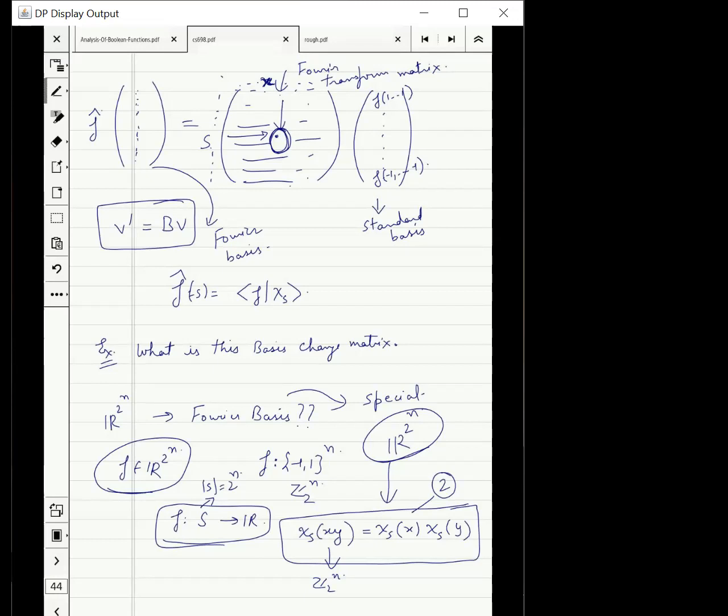Yeah, the second part I did not get. If a function is from some set S to R, then these chi S's might not be special for such functions. Then it will only be an orthonormal basis, an orthonormal basis for all functions of this kind. Okay, so the specialty is because the domain is Z2 to the power n. Yeah, and for that, chi S's are homomorphisms.